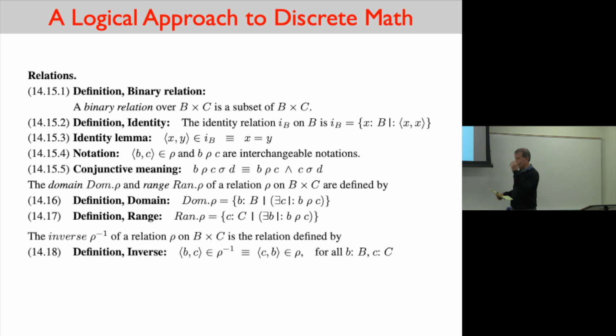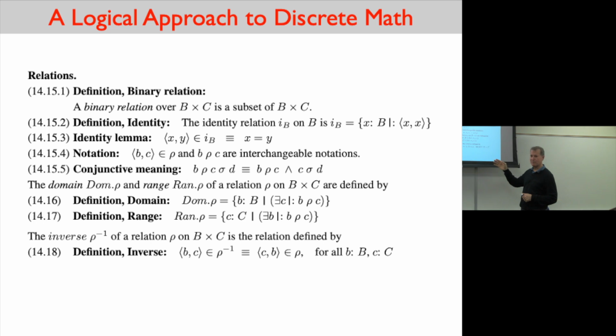All right. Now let's get to 14.16 and 14.17, which are the definitions of domain and range. Now, I want to draw some pictures for you here. So 14.16 defines the domain, and it's DOM of rho. So DOM is like a function, and rho is the parameter of the function, right? And rho is a relation, okay?